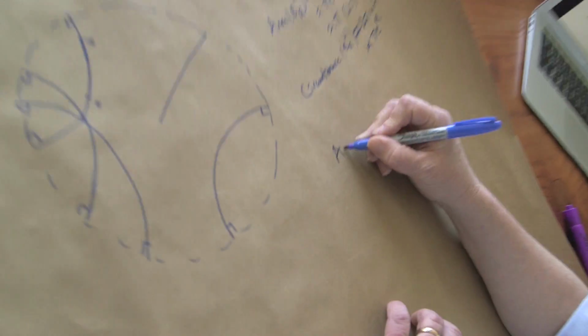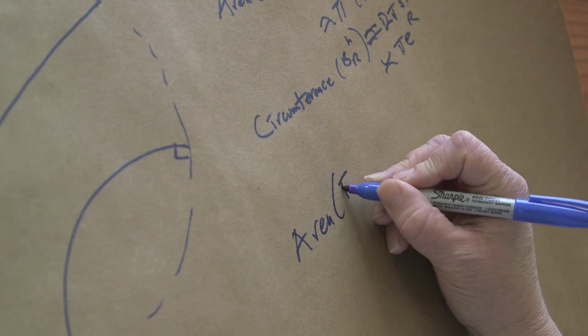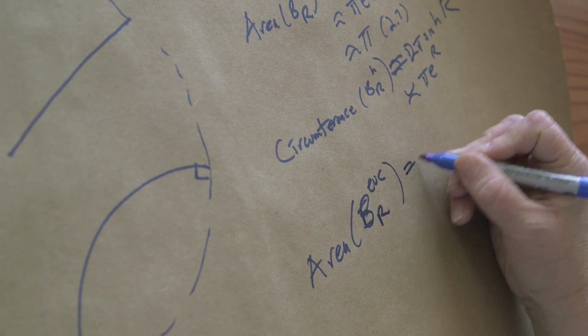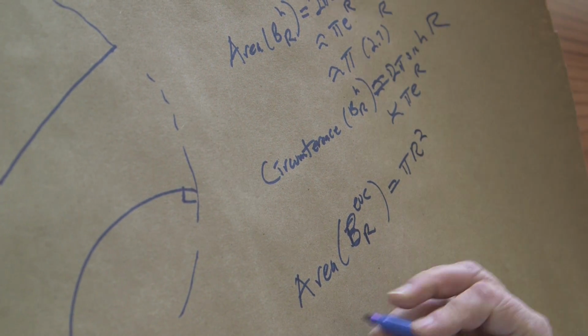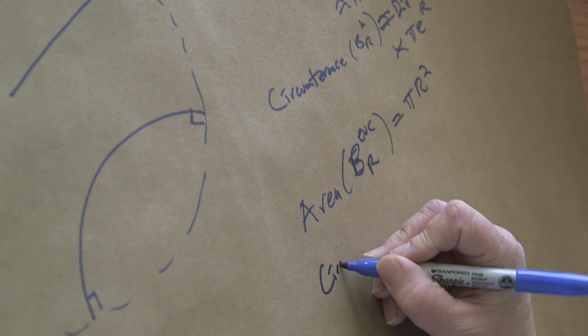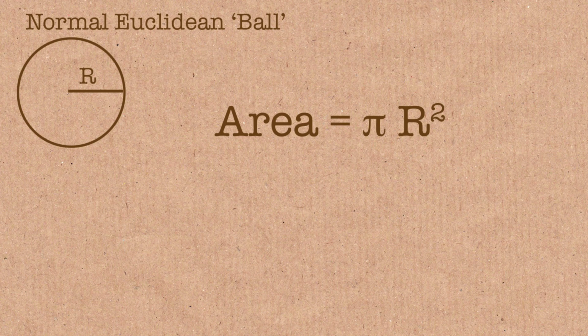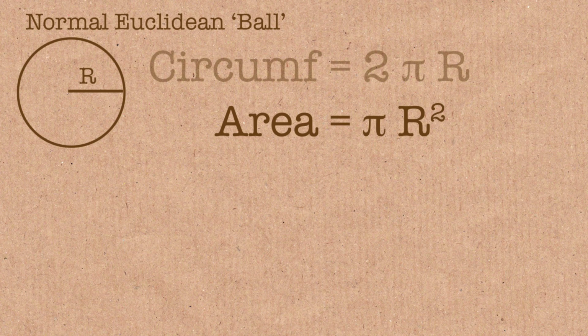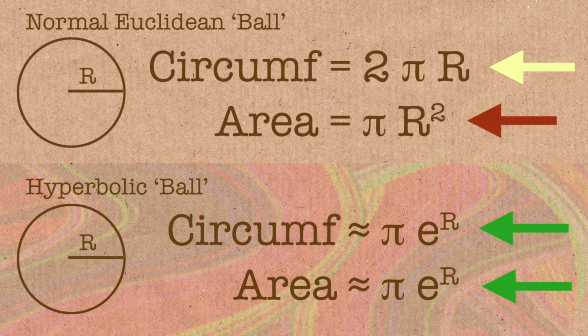Now let's compare that to Euclidean space. So remember, the area of a Euclidean ball of radius r is pi r squared, and the circumference in Euclidean space, or the length of the circle, is 2 pi r. So this grows quadratically, this grows linearly, and here both area and circumference grow exponentially at the same rate.